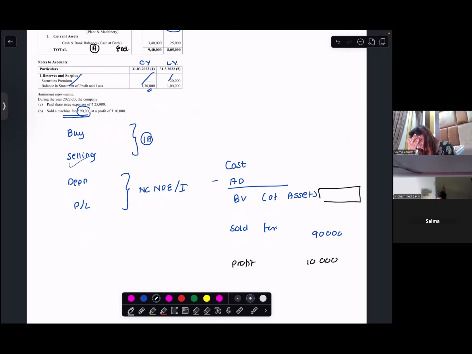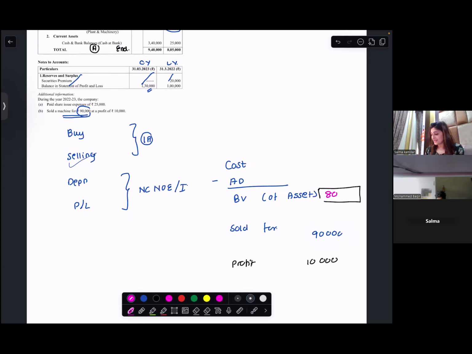If in a 100,000 asset, I sell for 90,000, then I will make a loss. Oh, wait, no. So if the book value is 80,000 and I sell it for 90,000, that means I made a profit of 10,000. So the book value of the asset sold is how much? 80,000. I have incorporated this.